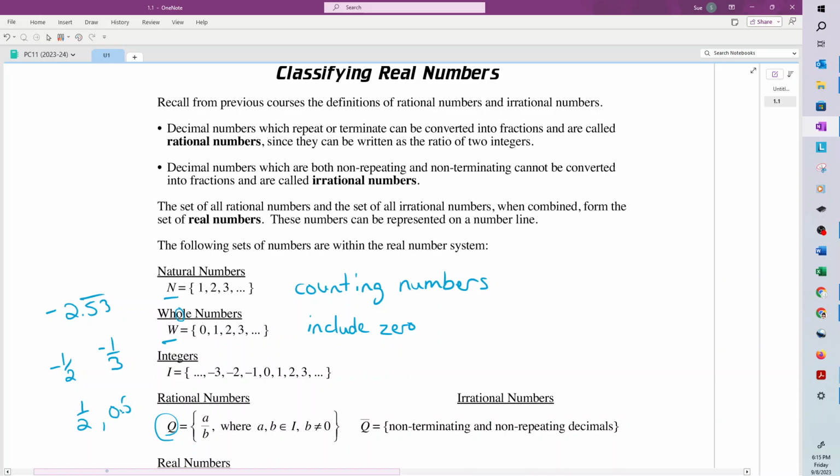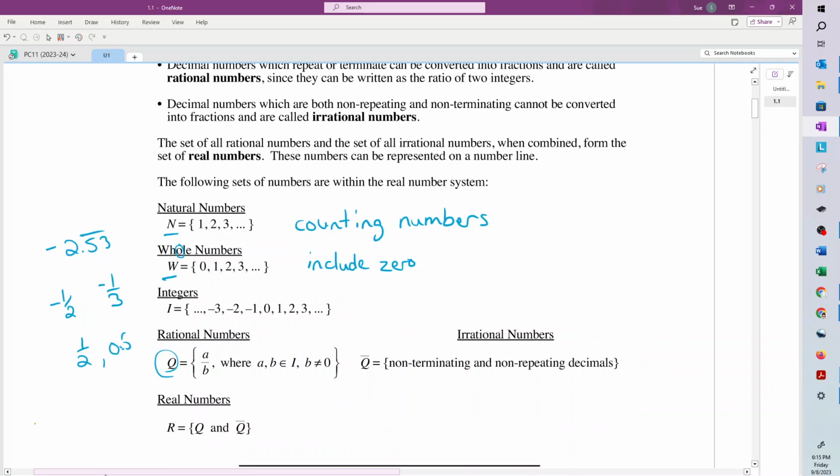The other group that we have is called the irrational numbers. Now, these are non-repeating and non-terminating, so they never end. So pi is an irrational number. The square root of 3 is an irrational number. It's a decimal that goes forever and ever.